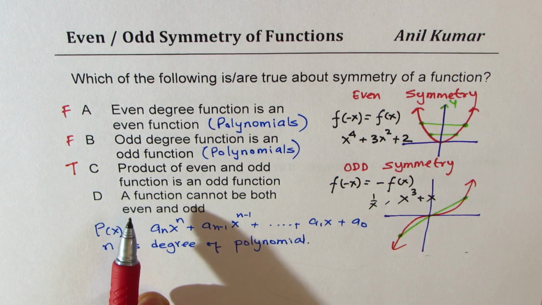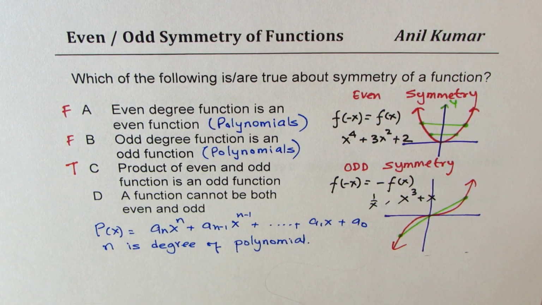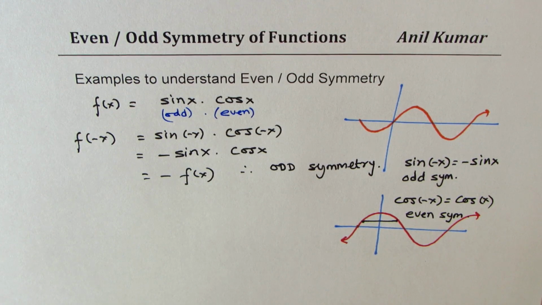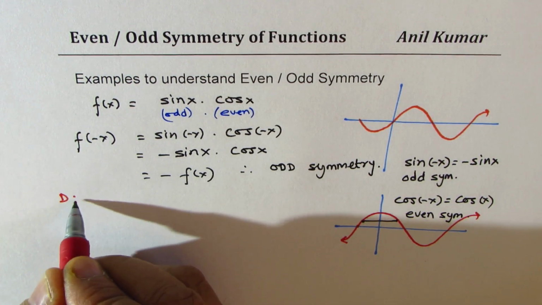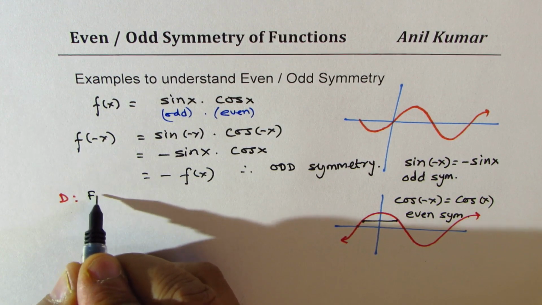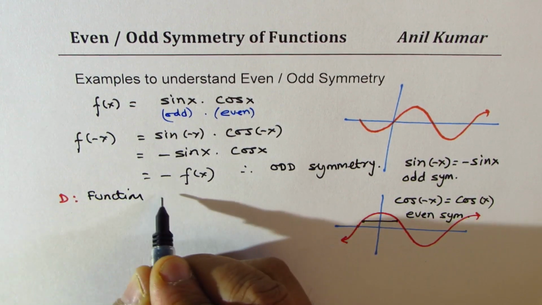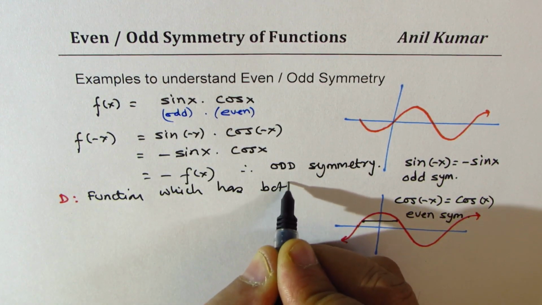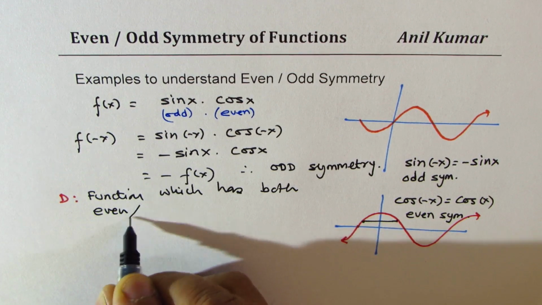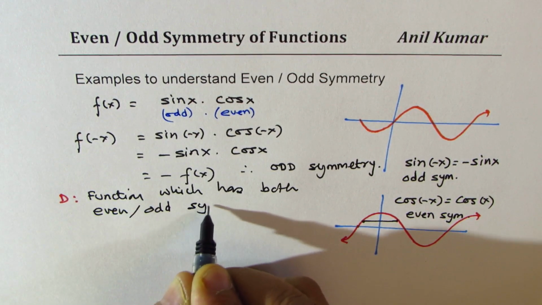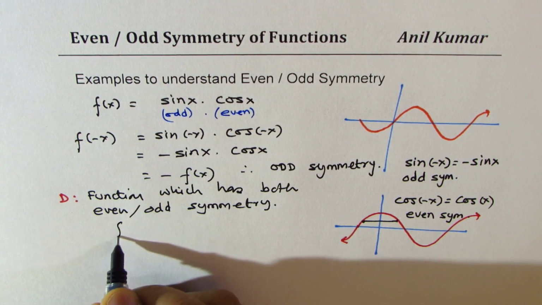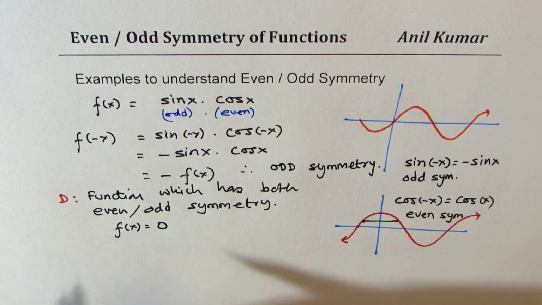Now how about D? A function cannot be both even and odd. How do we answer that? Do we have some examples? Yes, we do. Let's look into D, which is a function which has both even and odd symmetry. The best example is f of x equals 0.